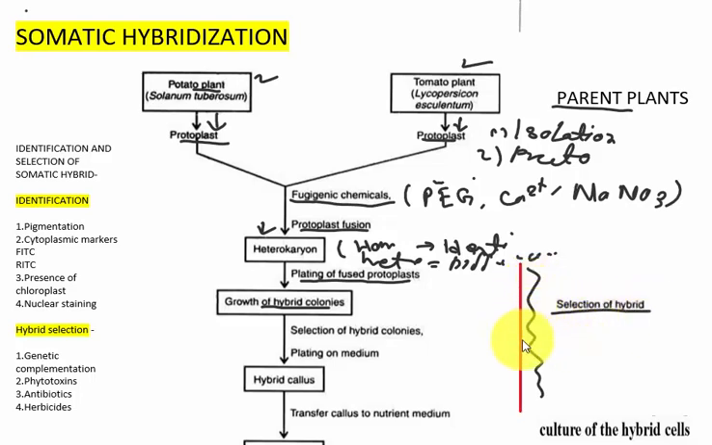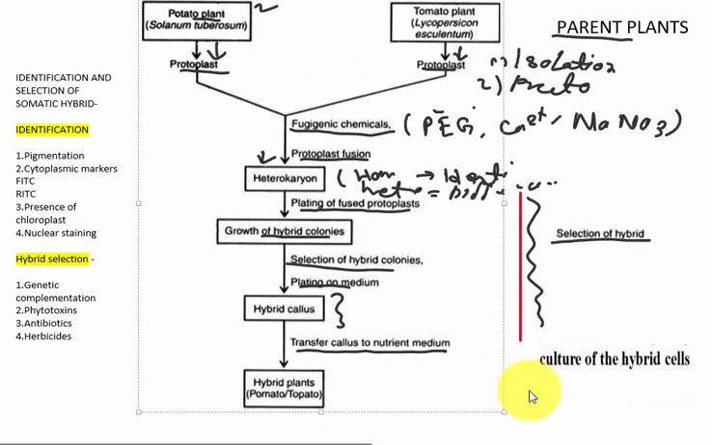In the selection of hybrid, first when the hybrid forms, then the growth of hybrid colonies, then selection of hybrid colonies, plating on the medium, then it will form a hybrid callus, and that callus we need to transfer to the nutrient medium to get the whole hybrid plant. In this case, the whole hybrid plant is tomato or tobacco. This is the hybrid plant. So this is the schematic view of the somatic hybridization.